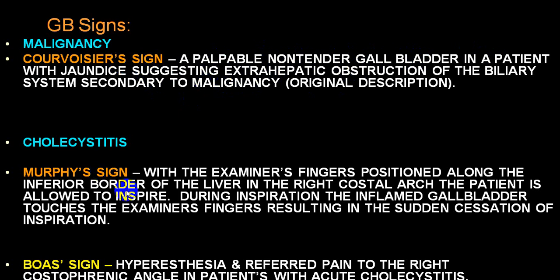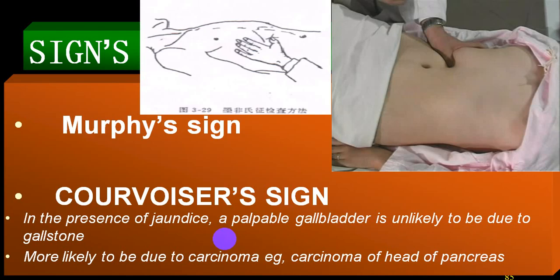Murphy's sign, I have already mentioned that tender enlarged is cholecystitis. Boas sign is hyperesthesia at the right scapula, inferior border. That is Boas sign. And Courvoisier's law says that in presence of jaundice, a palpable gallbladder is unlikely to be due to gallstone, but more likely to be due to malignancy, that is carcinoma of head of pancreas. So that is Courvoisier's sign and Courvoisier's law.